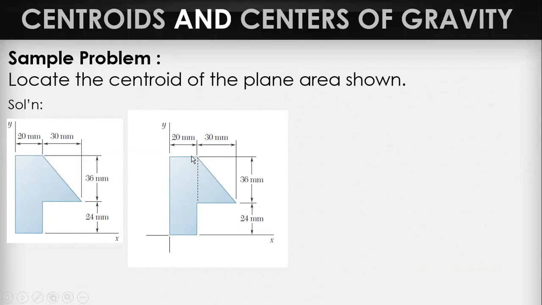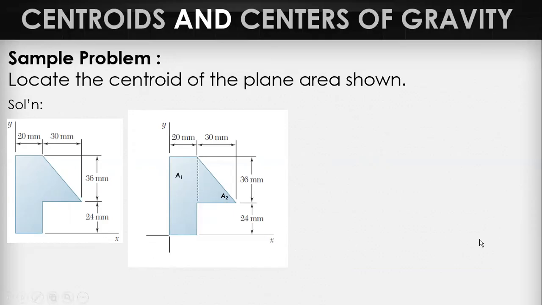Pwede sad na rectangle, this one, minus another rectangle, minus triangle, pwede sad 3 elements. Same result. Same value sa x bar and y bar. Okay, so let's consider this one. Element 1 and 2. So area 1 and area 2.